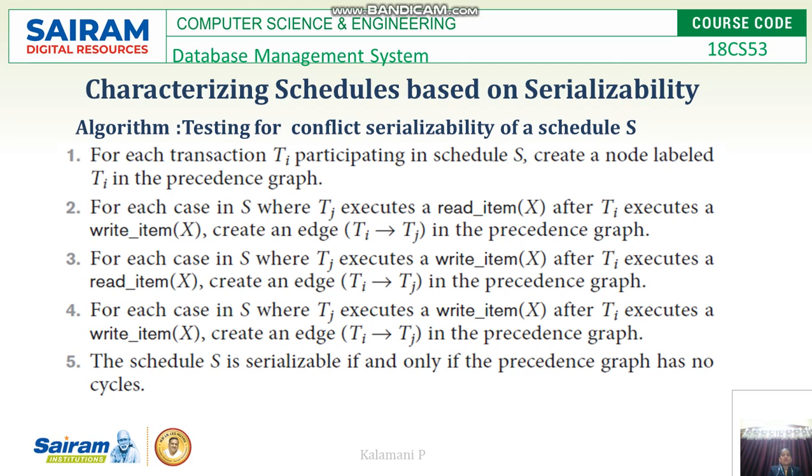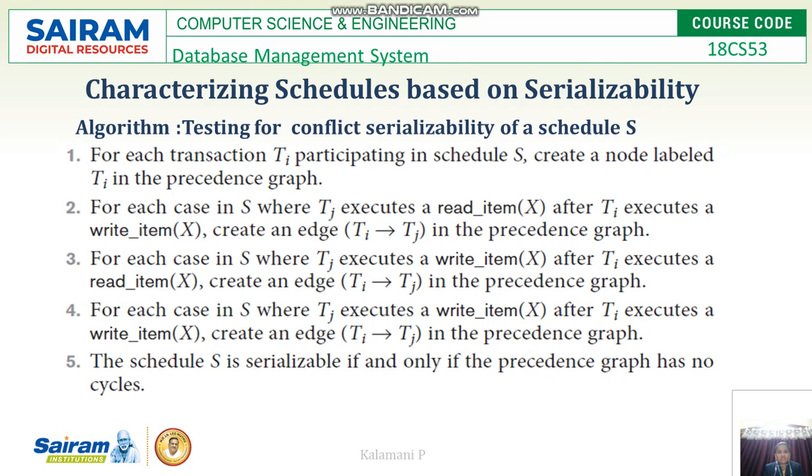Then how can we check whether a schedule is serializable or not? Using a precedence graph. A graph, as we already know, contains a set of nodes and its edges. A tree has restrictions, but a graph has no restrictions; it may have any number of nodes and any number of edges. So we can check whether the schedule is serializable or not with the help of a precedence graph.